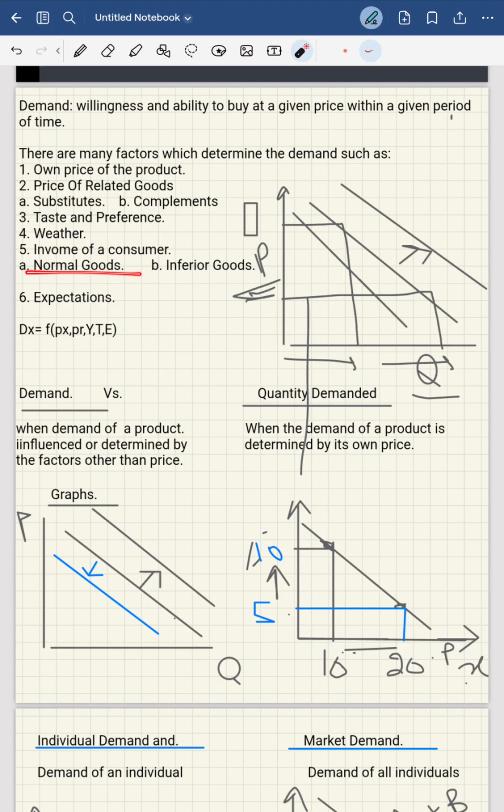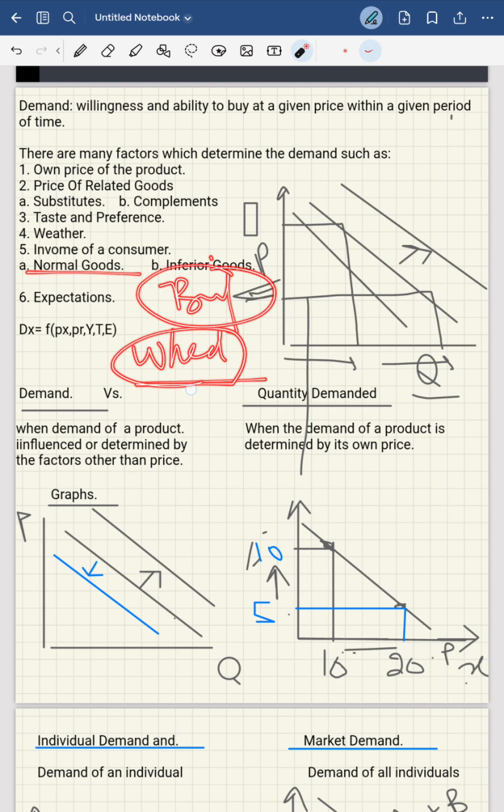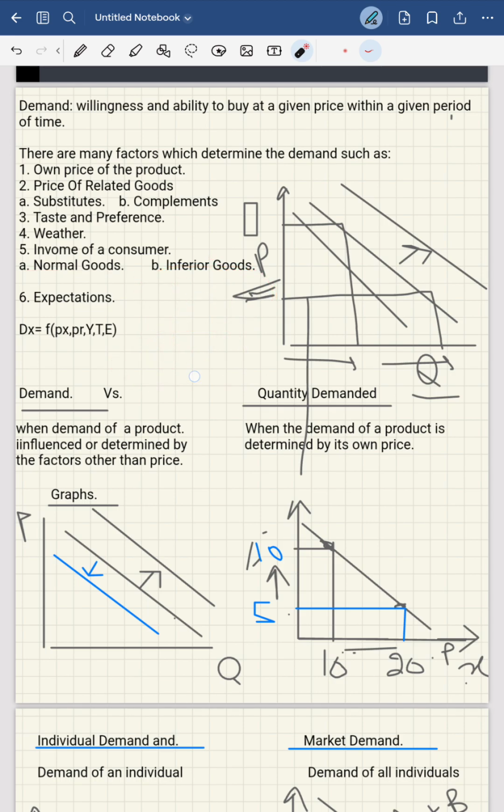In the case of a normal good, we are consuming wheat. What is its inferior good? Bajra. Okay, wheat and bajra. Let's suppose wheat is our normal good and bajra is our inferior good. If my income is good, I can afford wheat, I will consume wheat. That is my normal good. But if I am poor, I don't have much to spend, I will have to consume bajra, and that is an inferior good.